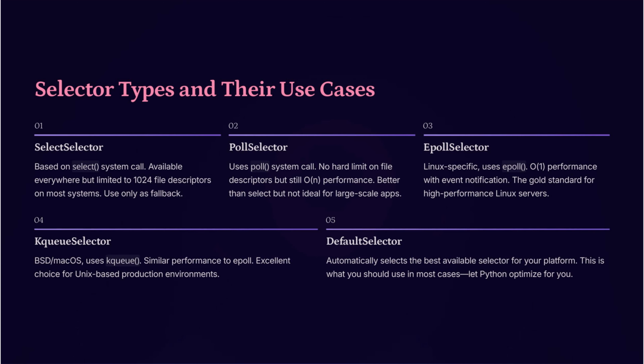Select selector is universal, but limited to 1024 file descriptors, suitable only as a fallback. Poll selector improves on this with no hard limit, but still has O(n) performance. Epoll selector, Linux specific, offers O(1) performance, ideal for high-performance servers. Kqueue selector, for BSD and macOS, matches epoll's efficiency. Default selector optimizes by choosing the best available option.